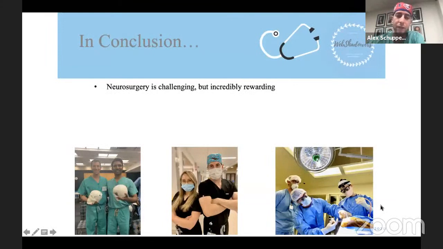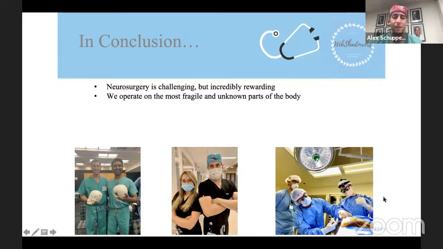So in conclusion, guys, neurosurgery is very challenging. It's so rewarding. I love what I do. It's the reason I'm here still late at night talking to you guys, just to tell you about what we do, because I love it. I'm so passionate about it. I've been operating for the past 11 hours, but it's so much fun. As I talked about earlier, we operate on really fragile parts of the body. But that's also what makes it so rewarding, that you can really make a difference in someone's life.